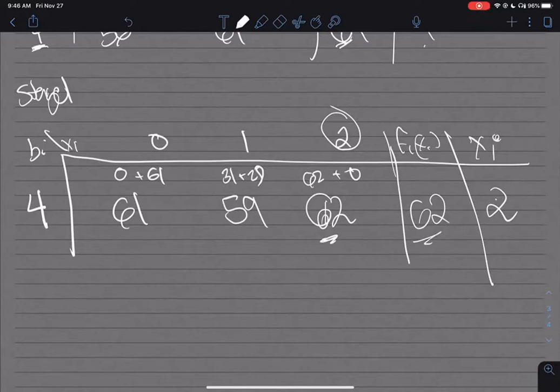So, our optimal solution, Z, is 62 based on this.